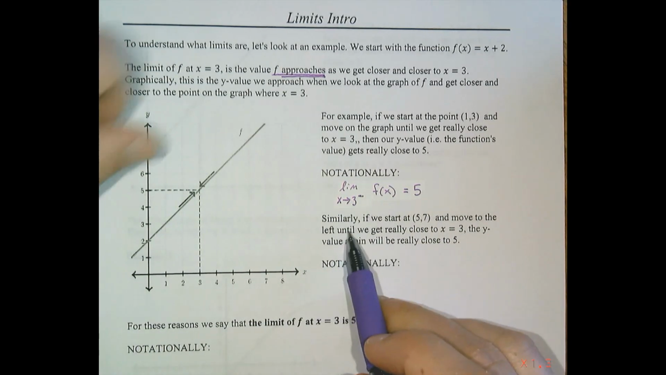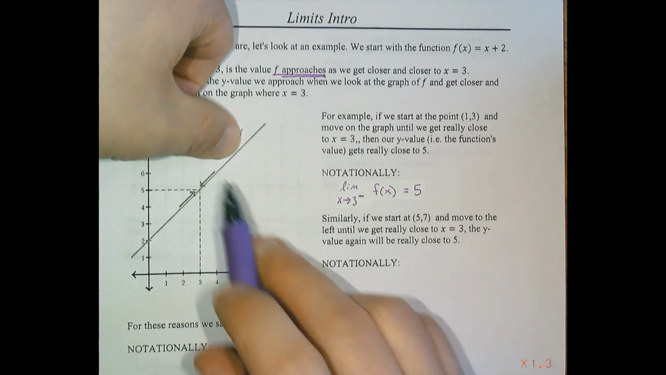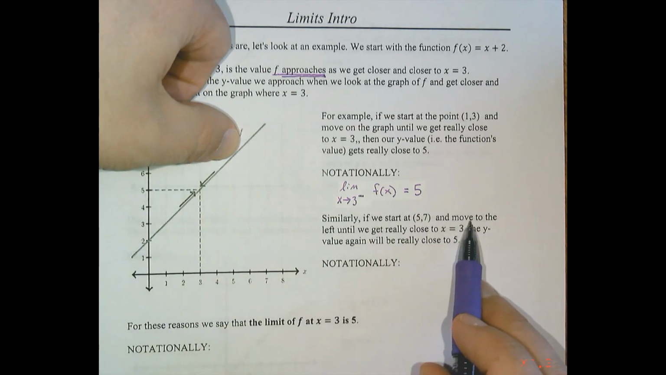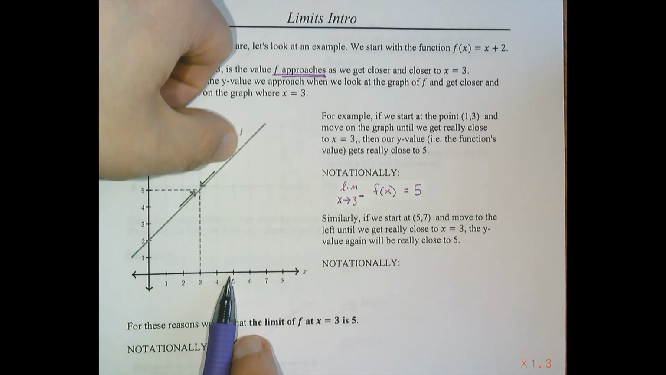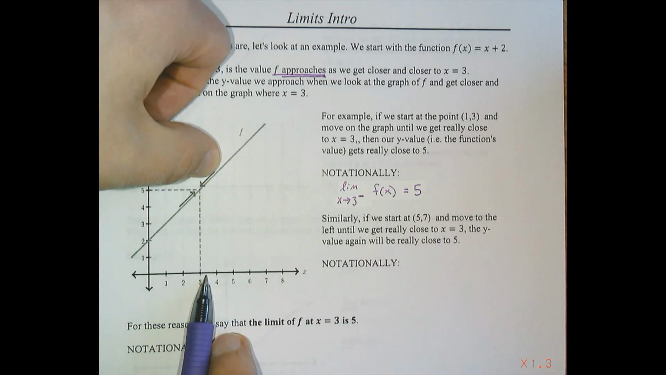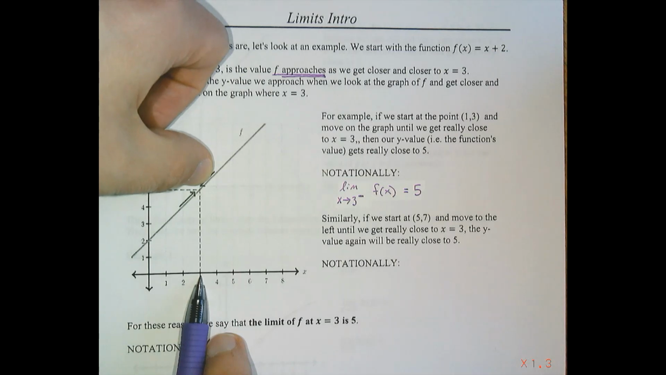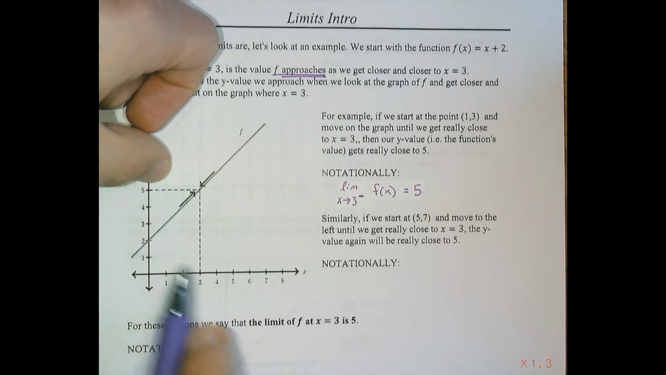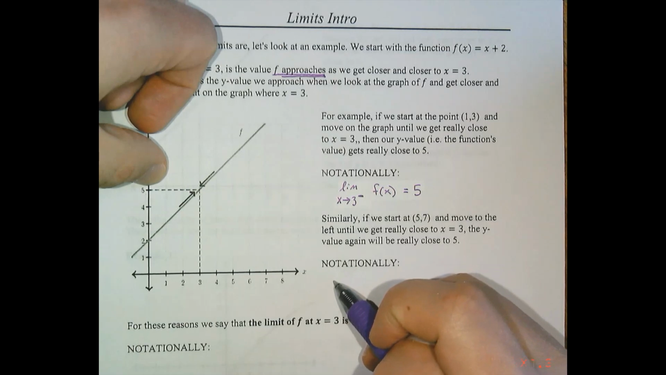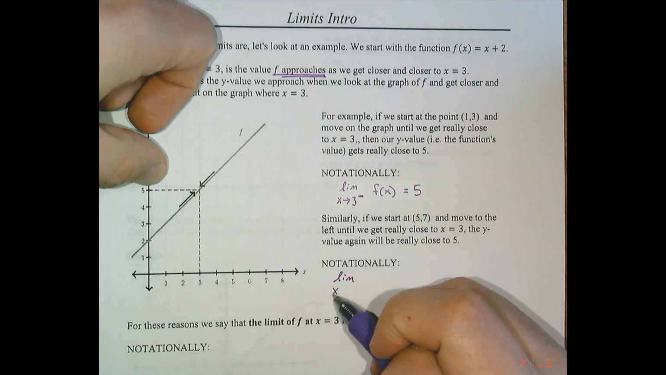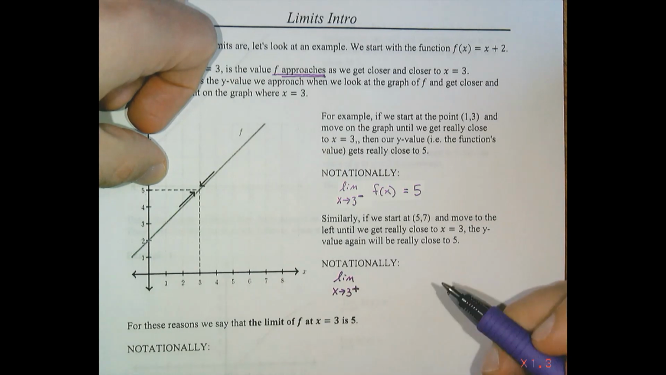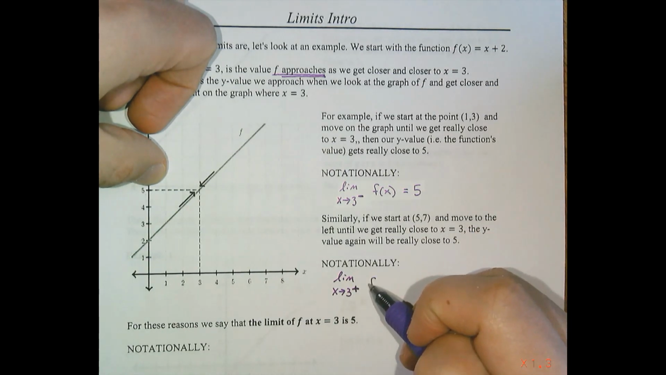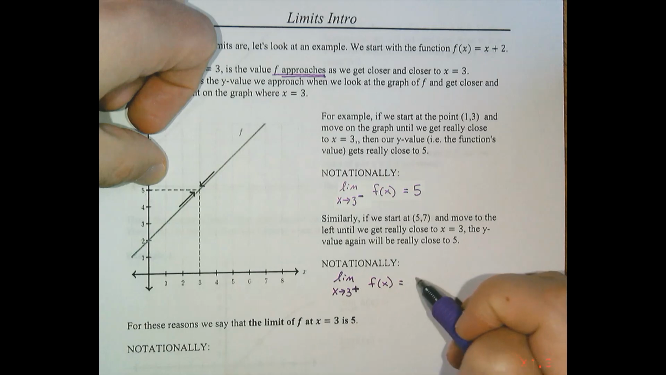Similarly, if we start at 5, 7, this point right here, and we move to the left until we get really close to x equals 3, so we're going leftward, leftward, leftward, leftward until we get to this point where x equals 3, the y value again is 5. So what this is saying is the limit as x approaches 3 from the right, that's a plus sign, of f of x is also 5.